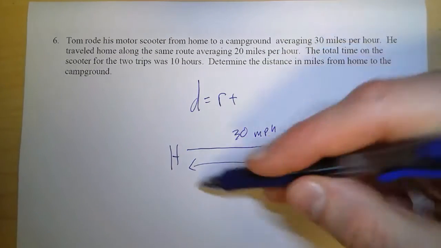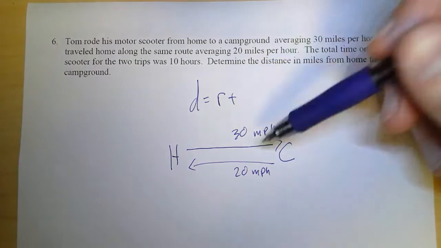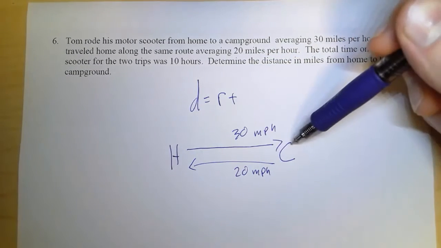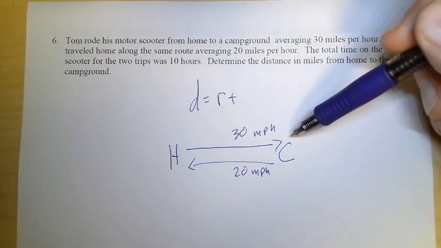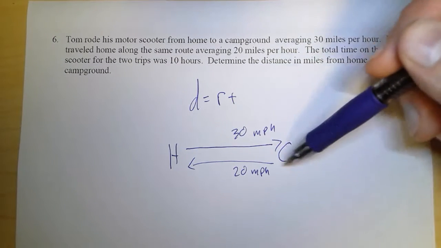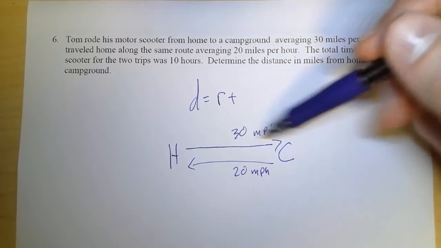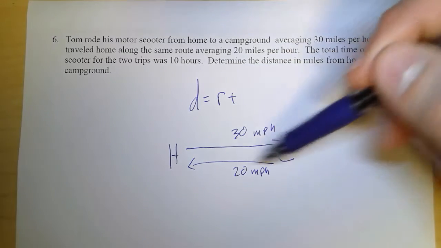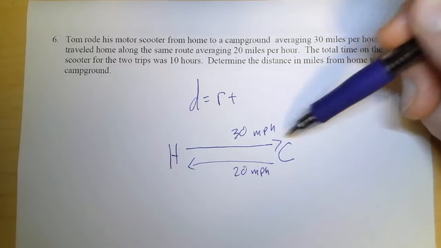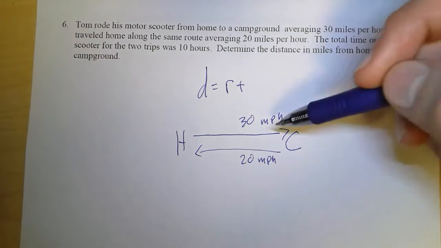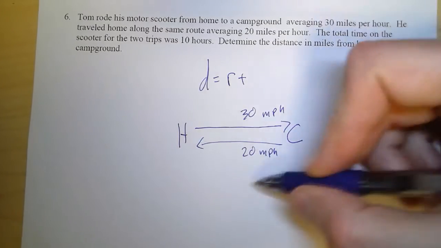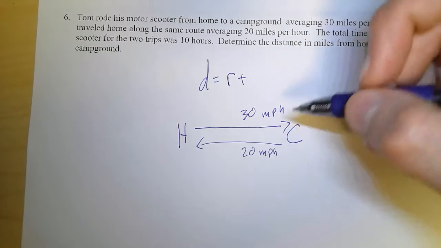Now the overall trip took 10 hours, but it's wrong to assume that it took the same amount of time going as it did going back, because he traveled faster going from home to the campground and slower coming back. So that means it should have been more time going home than it was going to the campground. But what do we know? We know that together this adds up to 10 hours.